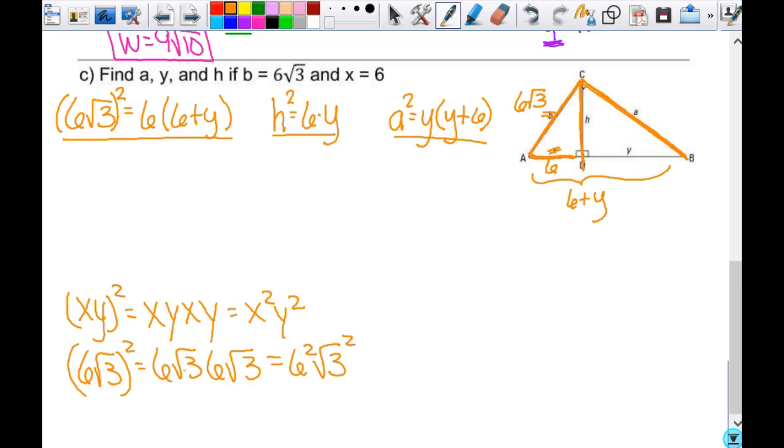Oh, no, we're not done. If you don't think about it this way, then you're not going to get it the right way. Right. So then after that, when I multiply 6 times 6, I get 36, right? And the square root of 3 times the square root of 3 is what?